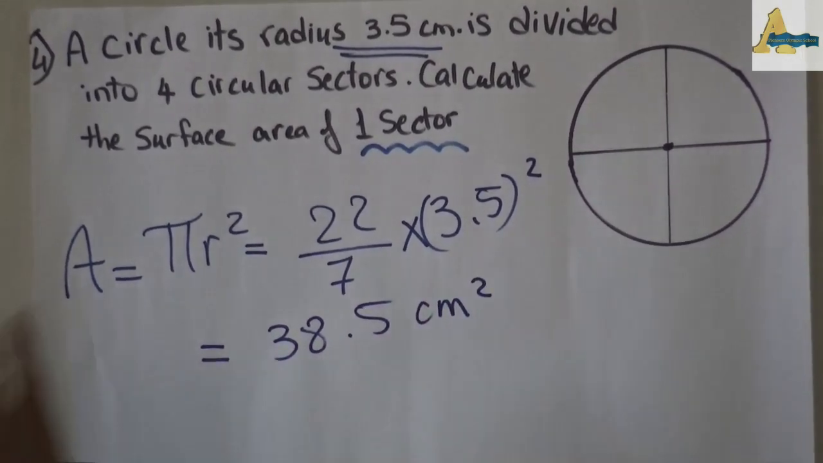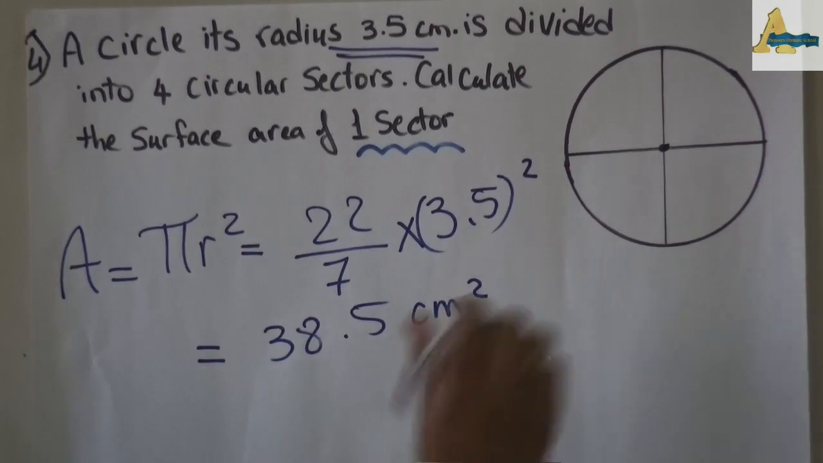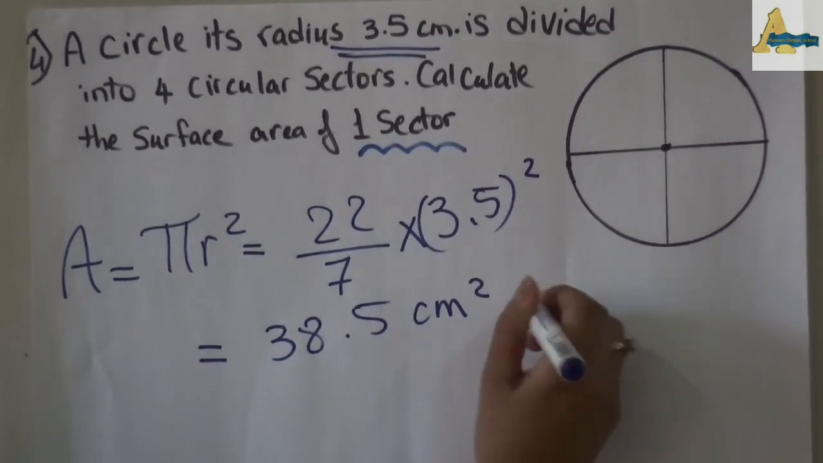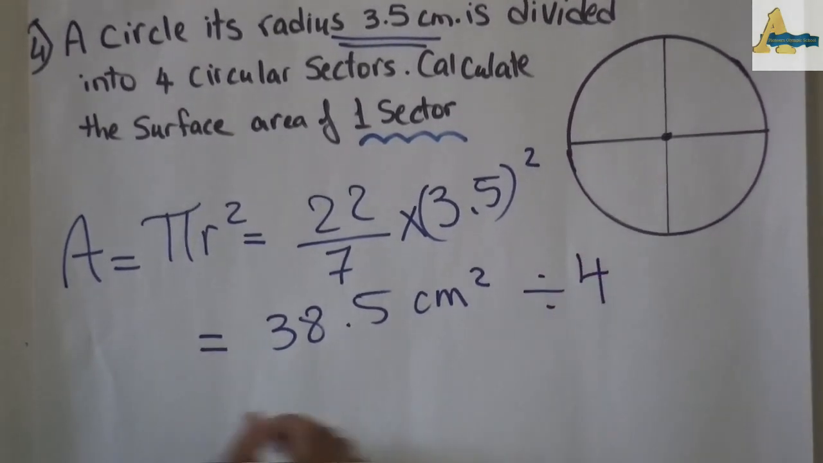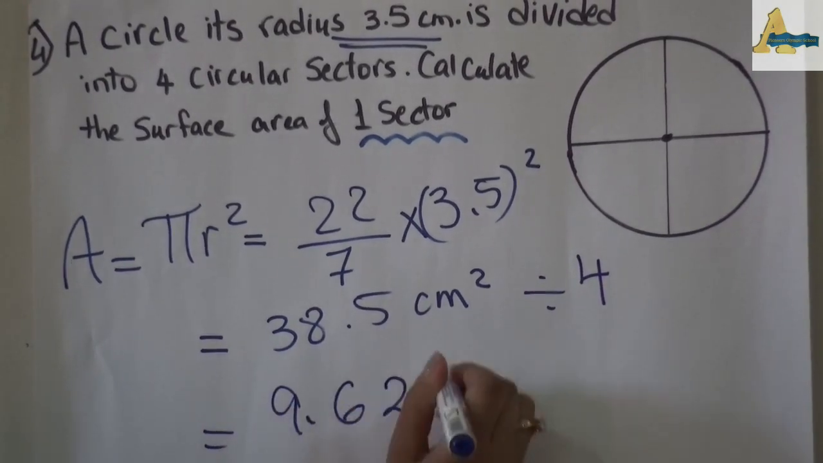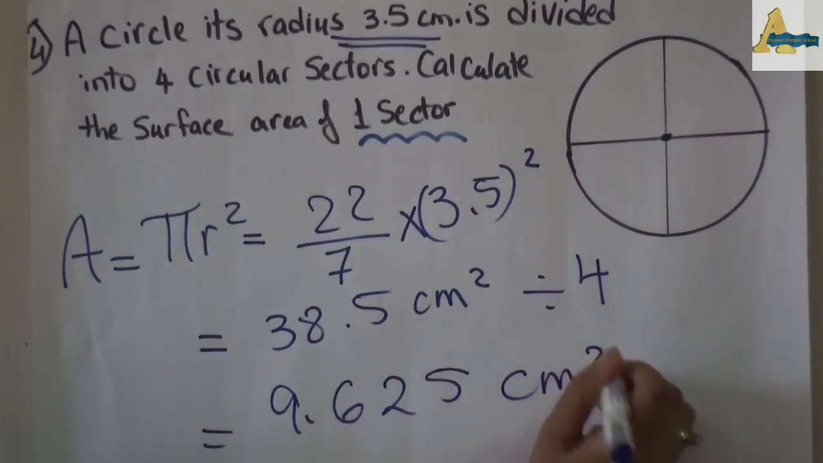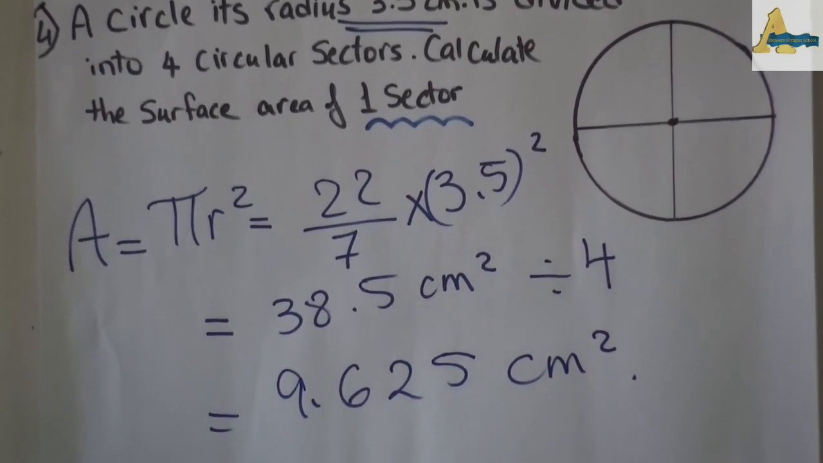This is the area of the whole circle. I want the area of one circular sector, so I have to divide it by 4. The answer will be 9.625 centimeters squared. Okay.